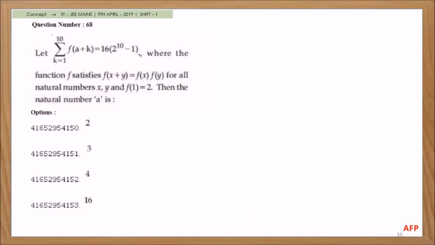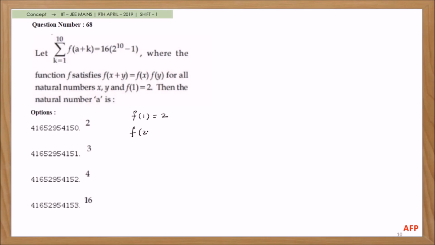Next problem: let the summation of f of a plus k be equal to 16 into 2 raised to 10 minus 1, where the function satisfies this property, that is f of x plus y is equal to f of x into f of y for all natural numbers x and y, and f of 1 is equal to 2. Then find the natural number a. First we will use this identity and these two. So first, what they have given is f of 1 is equal to 2.